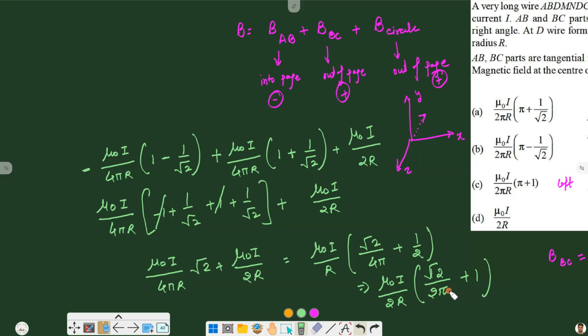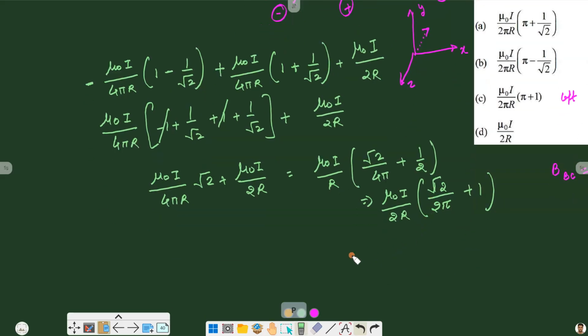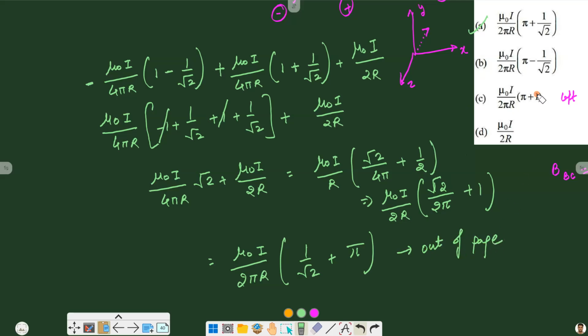And even if we take pi common out of this, then we will have mu node I by 2 pi R. This will give us 1 by root 2, and from here we will get pi. So option A will be the right answer, and the direction will be out of the page. Here the direction is not mentioned, so we can also mention the direction, that will be out of the page.